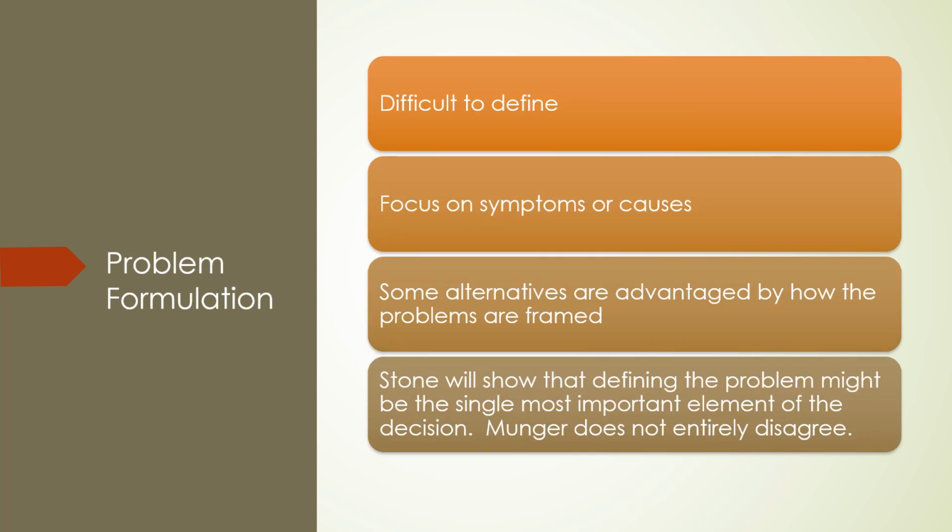Now, problem formulation is often difficult to define. We sometimes focus on symptoms, and if you really want to solve a problem, perhaps you should focus instead on causes. Some alternatives are advantaged by how the problems are framed. Every semester I have a student who will come up with an alternative that he really wants to see adopted, and then he'll say that the problem is that we haven't adopted that policy. Well, that's not really an ideal way to solve problems, right?